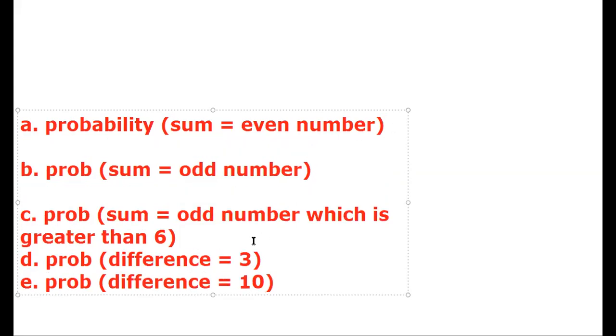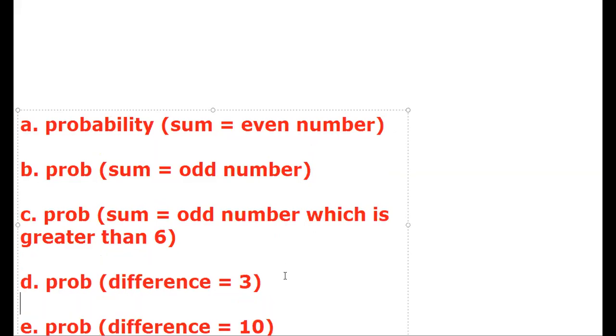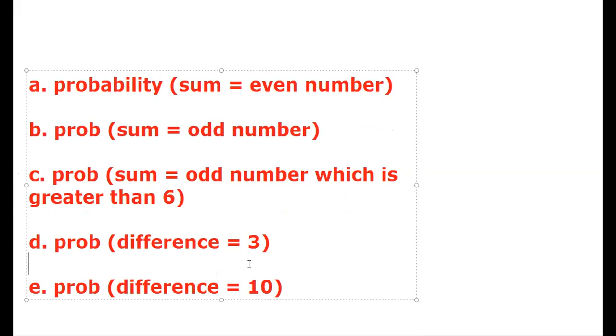Okay, Sandra. Sir, please, I don't get the difference is 3. Okay, so the difference of the numbers on both die will give you 3. So if you subtract them, you get 3. I hope you get it now. Okay, thank you. You're welcome.